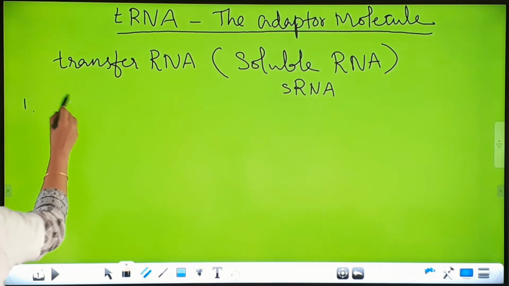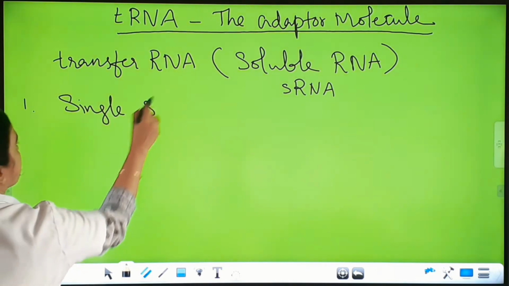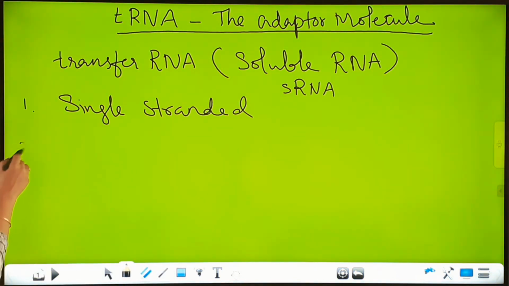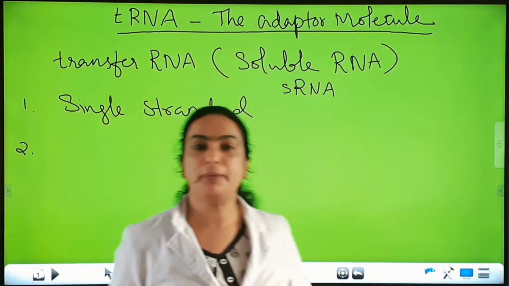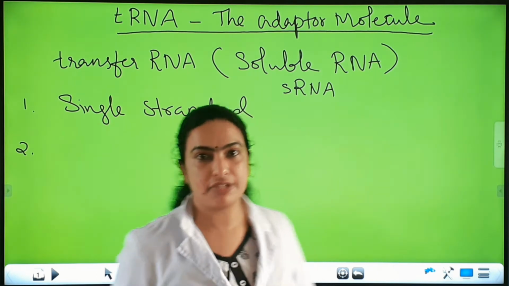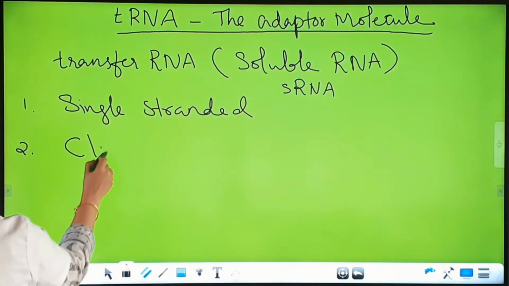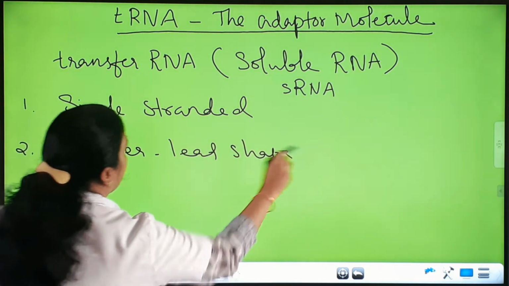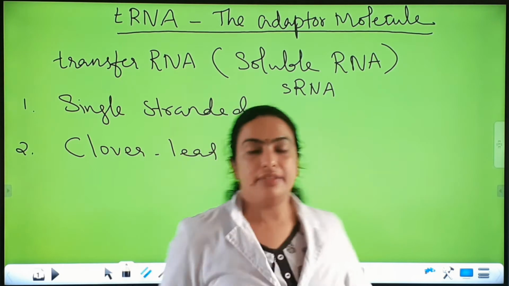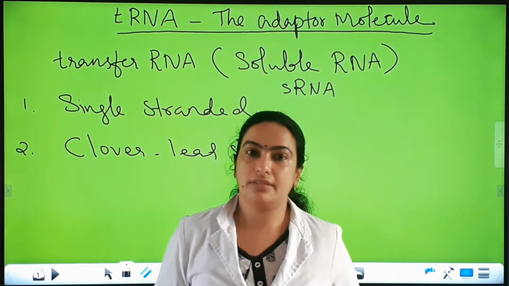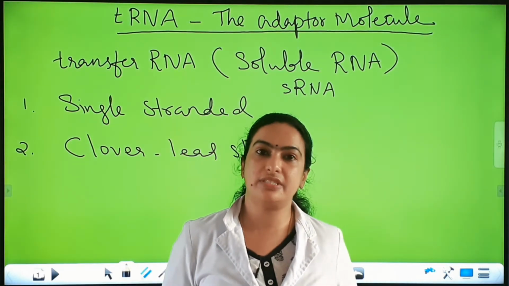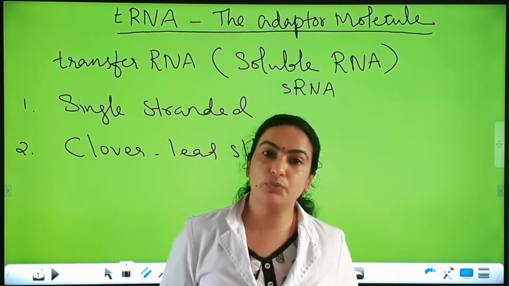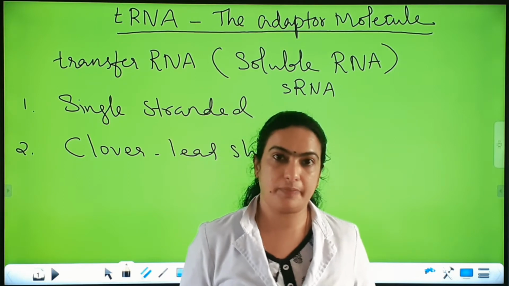And this tRNA is single-stranded. It is only a single-stranded structure, and the shape of tRNA is clover leaf shape. But the three-dimensional tertiary structure depicts it as an inverted or compact L-shaped structure.